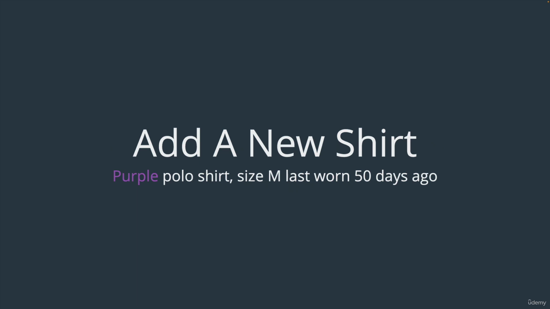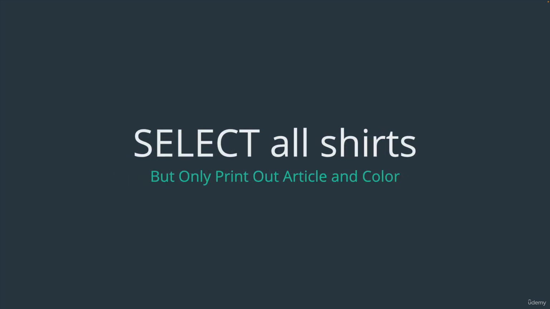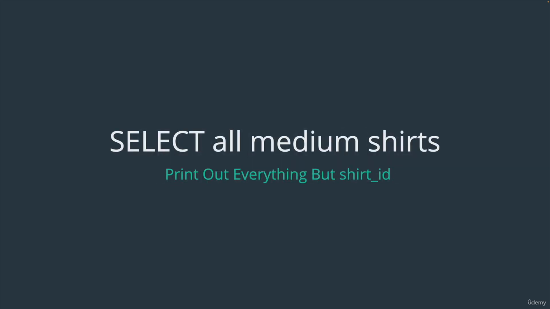I'd like you to get a little more. Add in a new shirt that is purple. It's a polo shirt, size M or medium, and it was last worn 50 days ago. And then select all of the shirts from the entire database, or rather from the entire shirts table, but only print out their article and their color. A little bit more selecting. Select all medium shirts, but don't print everything out, so we're not selecting star. Print out everything except the shirt ID. So almost everything, but not exactly.